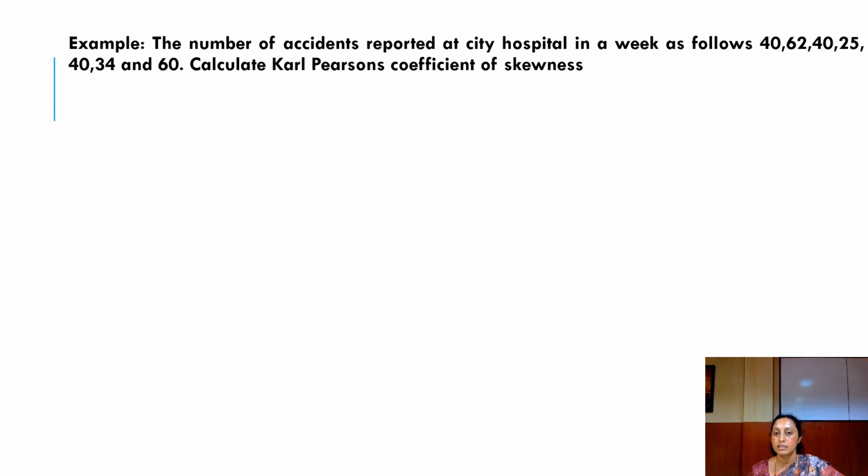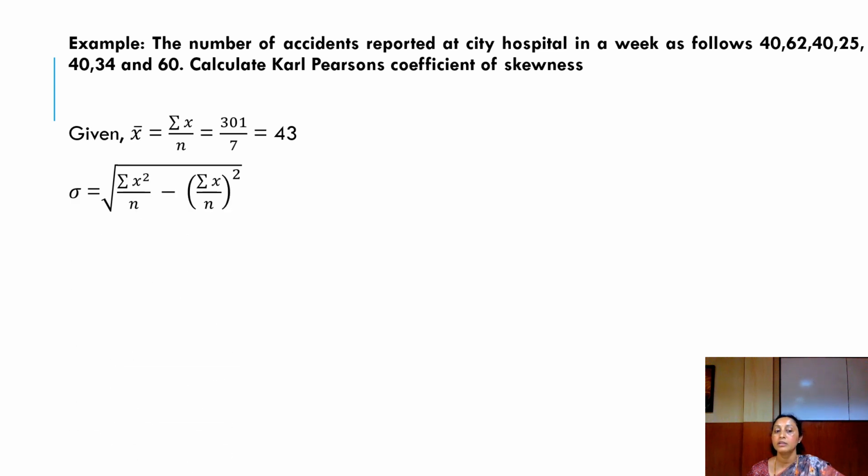So here is one more example. The number of accidents reported at a city hospital in a week are as follows: 40, 62, 40, 25, 40, 34 and 60. These are the number of accidents reported in a city hospital. Let us see whether there exists a skewness or not. To find out the skewness, let us first find the average value. So average x bar is equal to total of x divided by n, which is equal to 43. That means the average number of accidents reported in a city hospital is 43.